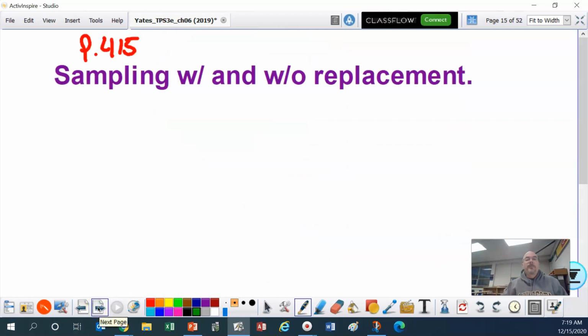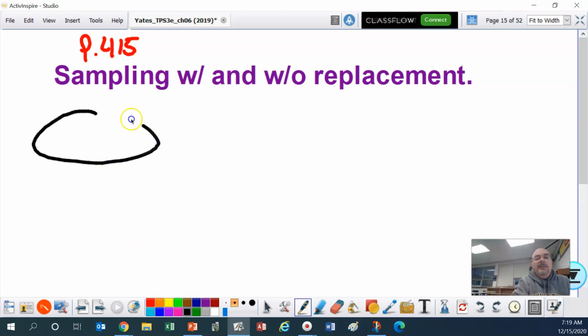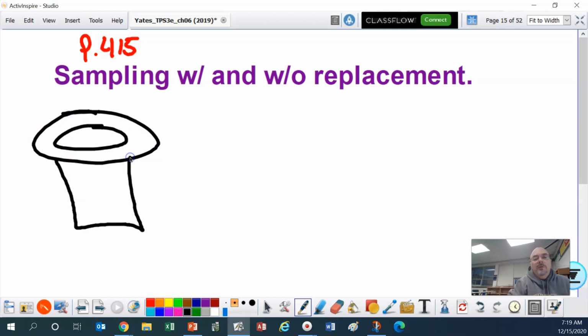Let's keep going here. All right, sampling with or without replacement. For example, ladies and gentlemen, let's say I had a hat, forgive my drawing. Looks like a pilgrim's hat, I guess. If I had a hat or a jar, and let's say inside that I have some green marbles, some blue marbles, and some red marbles. With replacement obviously means you're going to put the marble back.